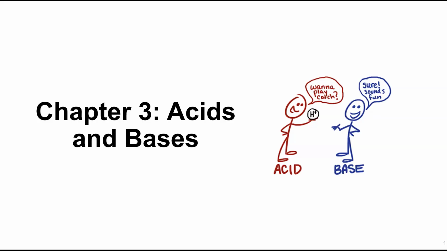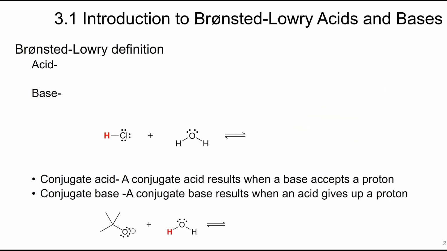In Chapter 3, we will be covering acids and bases, and if you recall, acids and bases are about proton transfers back and forth. An acid is a proton donor, which means that the base is a proton acceptor. In the case of HCl and water, HCl is the acid, and water is the base. So HCl is donating the proton, the base is accepting the proton.